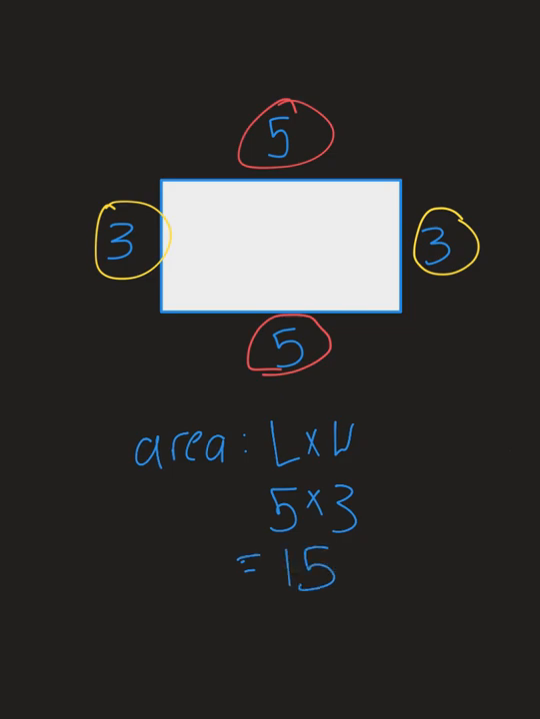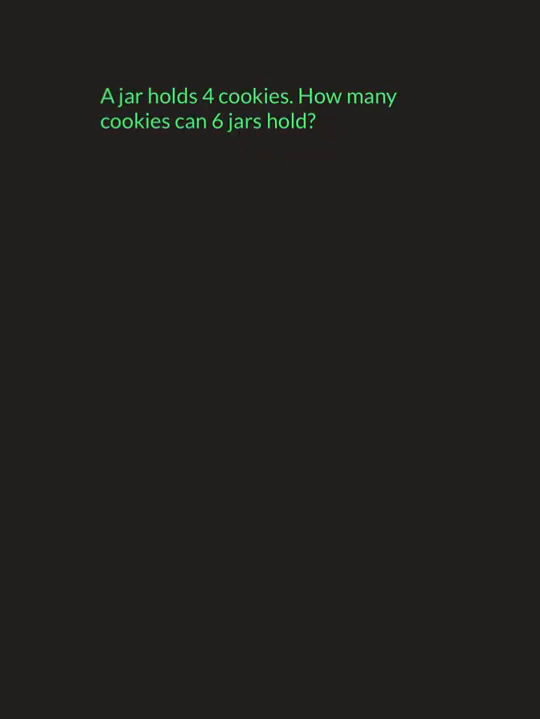That's our area formula. All right, so the next problem we're going to look at is pretty simple. A jar holds 4 cookies. How many cookies can 6 jars hold? Okay, so this is pretty straightforward, but just be careful, because you might be tempted to just look at these numbers and try to add them up really quick. But my question to you is, what should you actually do to solve this problem?